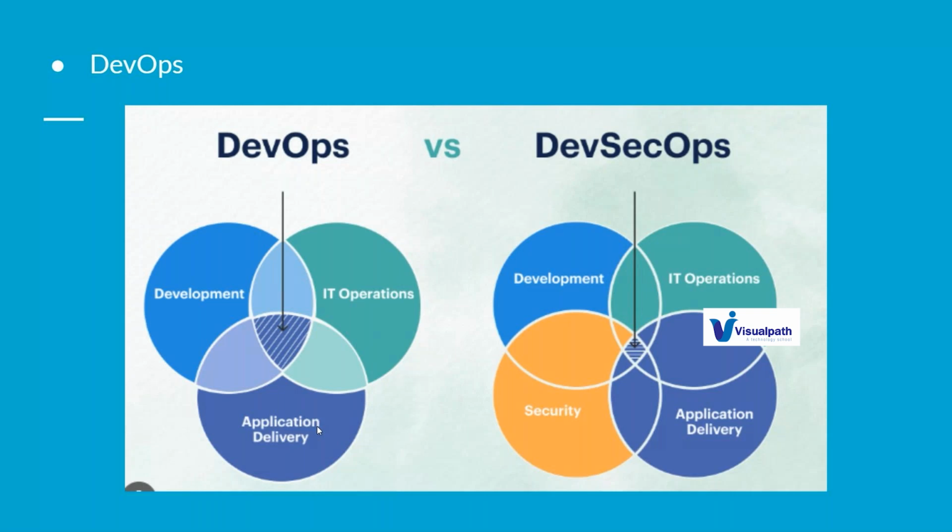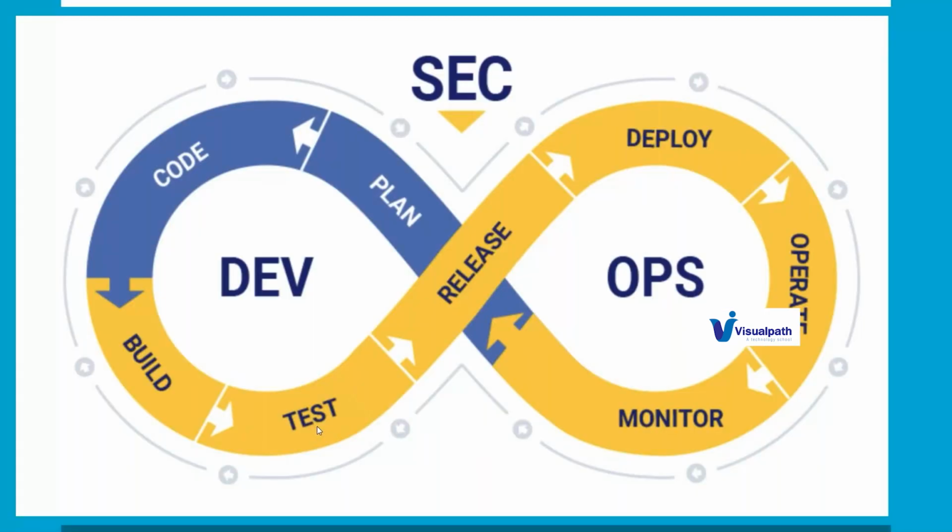Left side means, here in DevOps, if you see the phases: planning, code, build, test, release, deploy, and operate, monitor. In these phases, we were nowhere using the security part. It was used completely after operation, along with the monitoring, that is when we were doing the security work.